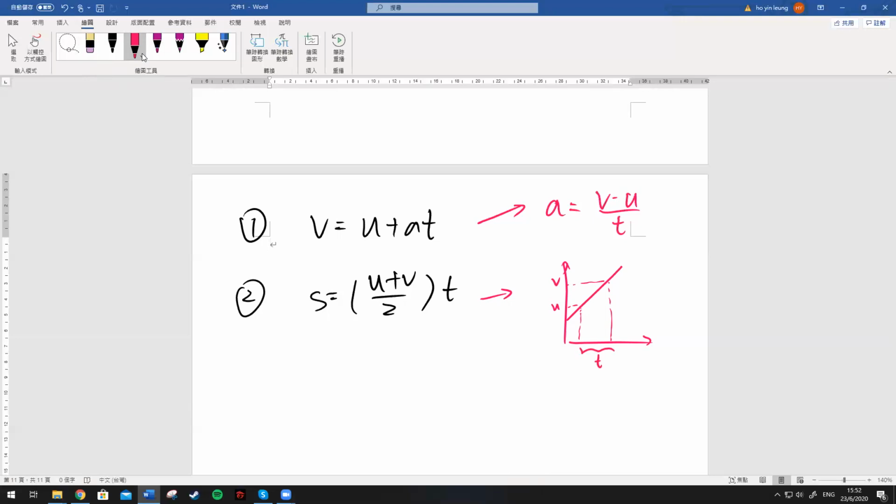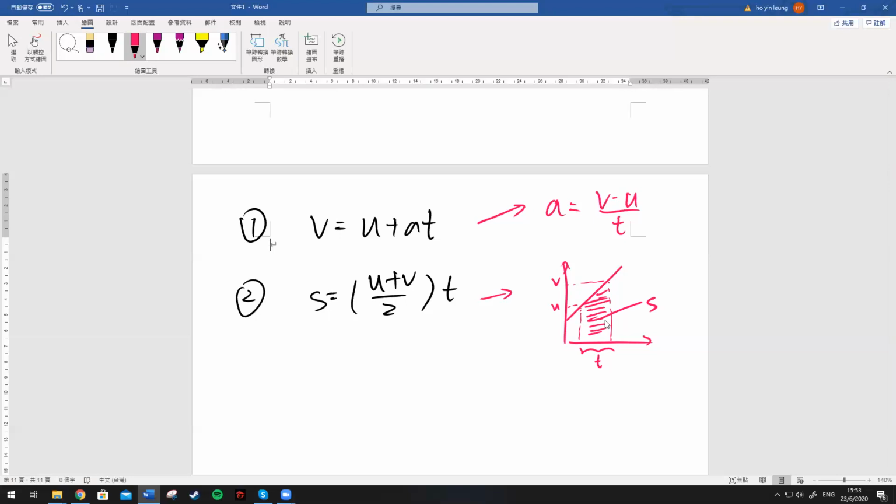Then the area, so you can derive that this is just S, right? You can derive this formula out of this diagram. Just find the area of this trapezium. Is that okay?